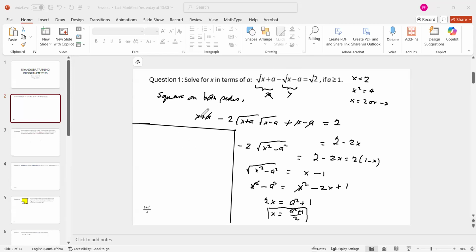See, you have to substitute this x, which is a squared plus 1 over 2, into the original equation, and you have square root of x, which is a squared plus 1 over 2, plus a, and you get minus square root of x, which is a squared plus 1 over 2, minus a. And we have to check to see whether this is equal to square root of 2. Although there's an a in it, it seems that this a disappears. And let's try to calculate this.